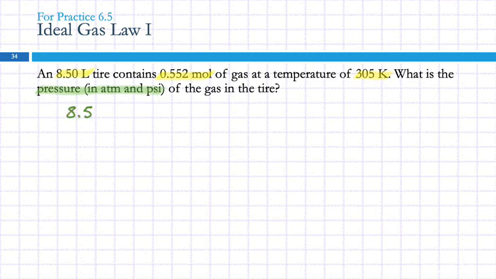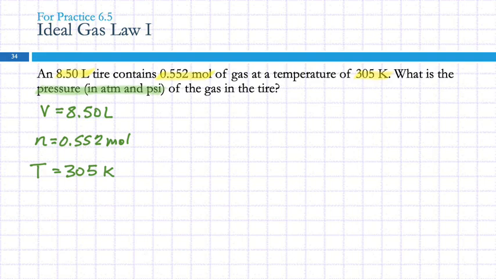So 8.50 liters, is that P, V, N, or T? That's V for volume, right? It doesn't say volume, but we know that liter is a unit of volume. And then here we have 0.552 moles. What letter is that? N. And then we have 305 Kelvin. And this one, they actually tell us this is the temperature. But again, we should recognize that it's the temperature from the unit. So that's T.